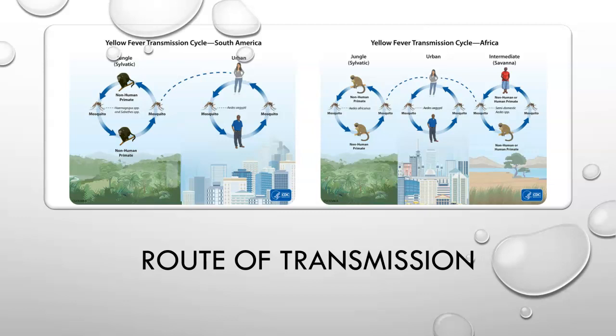We have the jungle, where the virus is transmitted by the mosquito from non-human to non-human. The urban is from human to human, and then we have the intermediate savanna. The intermediate savanna is where the mosquito is transmitting the virus from non-human to human. Because in most parts of Africa, people usually hunt. Most people go into the forest to hunt, or to gather food. So that's how they get infected by this mosquito.